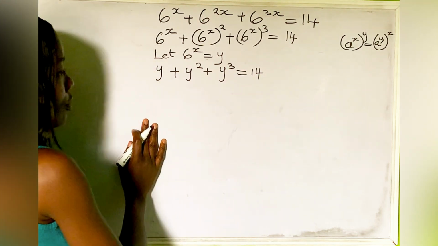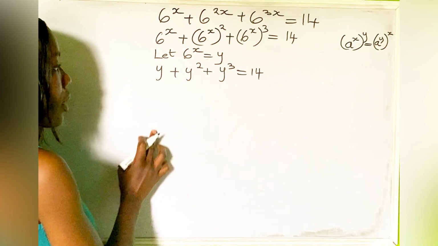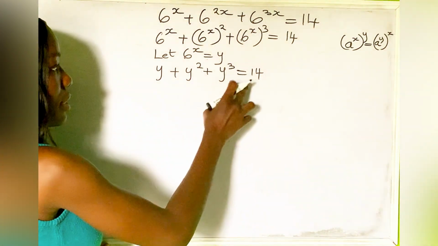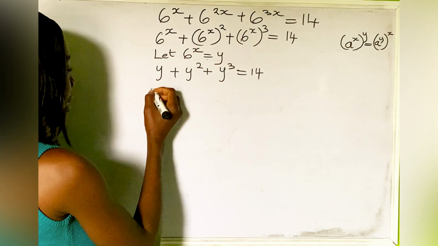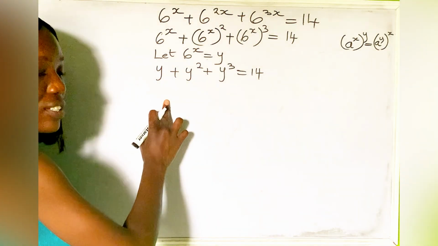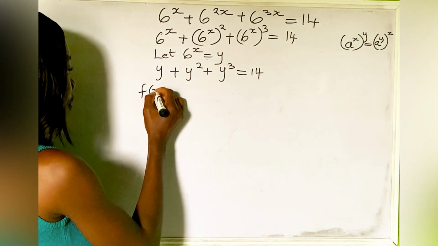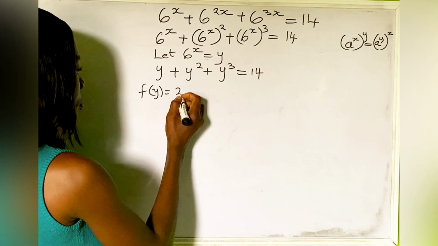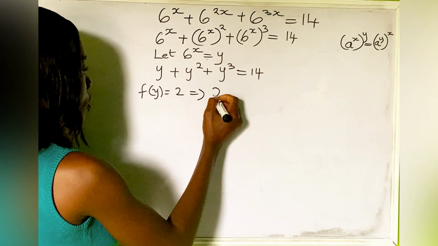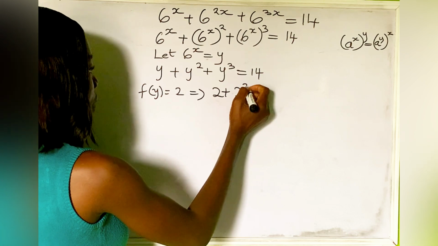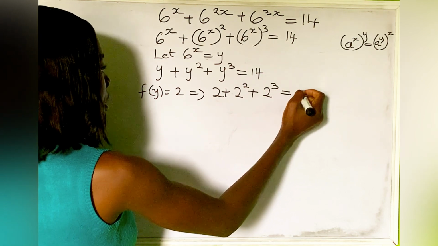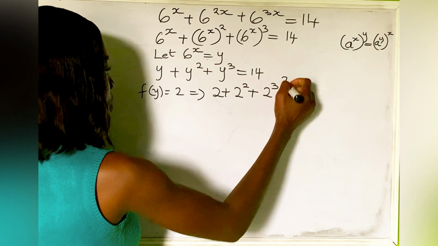Now let's look for a number that when we put it in for y, we would get 14. So let's try. Obviously, you know that 1 cannot work here, so let's try 2. Let's put 2 here. So it becomes 2 plus 2 squared plus 2 cubed. Let's see if it's equal to 14.